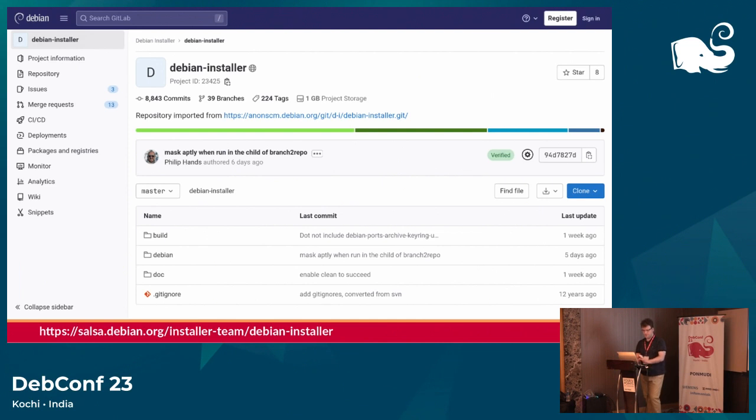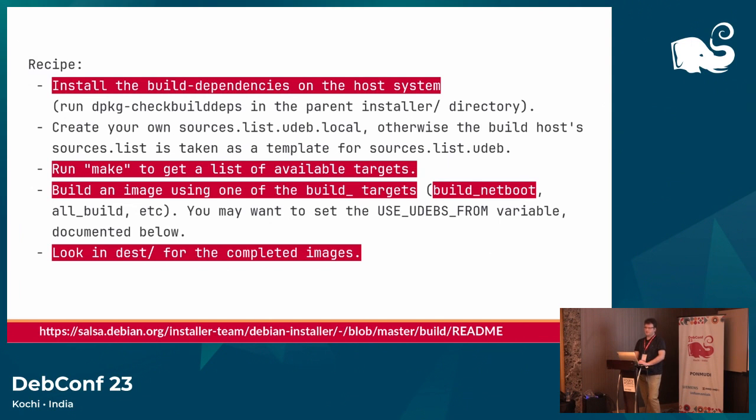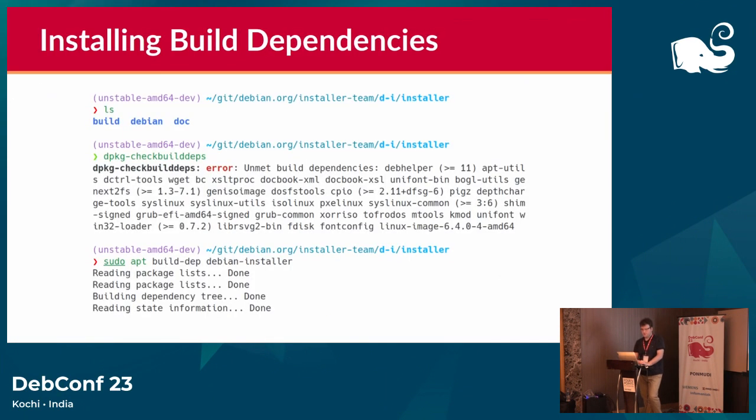But let's skip all that. What we are interested in is the build folder, as the previous README said. In this one, we already have a simple recipe to get things working. Install the build dependencies on the host system, run make to get a list of available targets, build an image using one of the build targets, look in dest for the completed images. That's basically the thing we are going to follow now. We install build dependencies. Of course, we need build-essential and all that stuff.